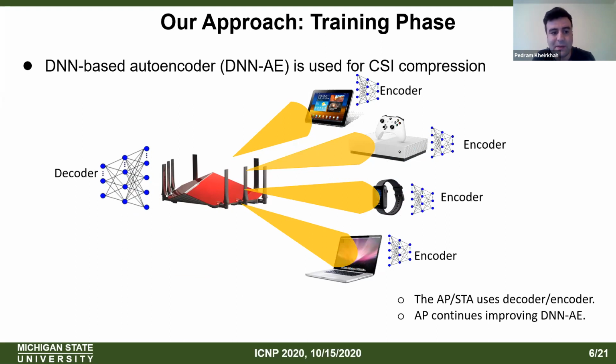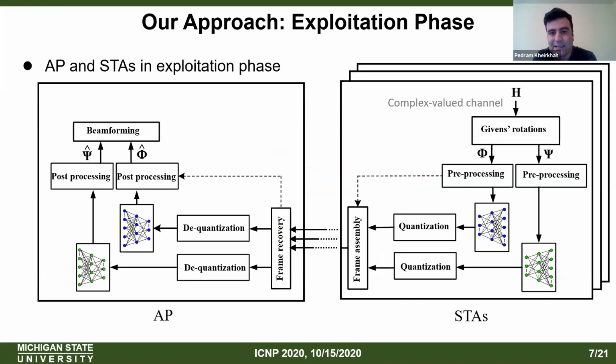At the same time, the AP won't give up on improving the autoencoder. It continues collecting data and improving the autoencoder accuracy. And whenever it finds a great improvement in the autoencoder, it rebroadcasts the encoder part to the stations. In the exploitation phase, the stations and AP leverage the encoder and decoder parts.